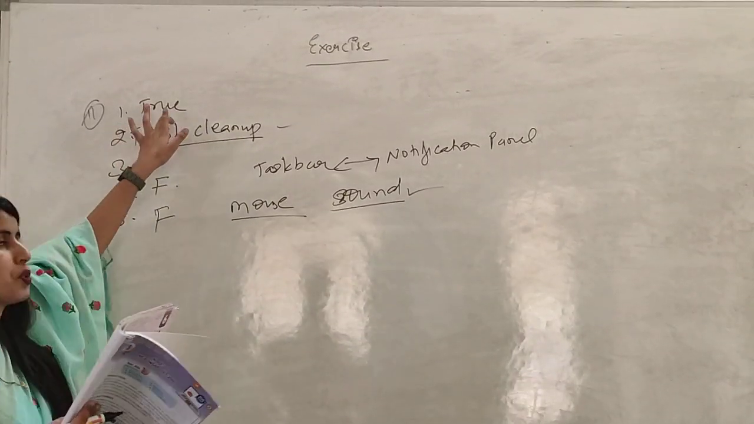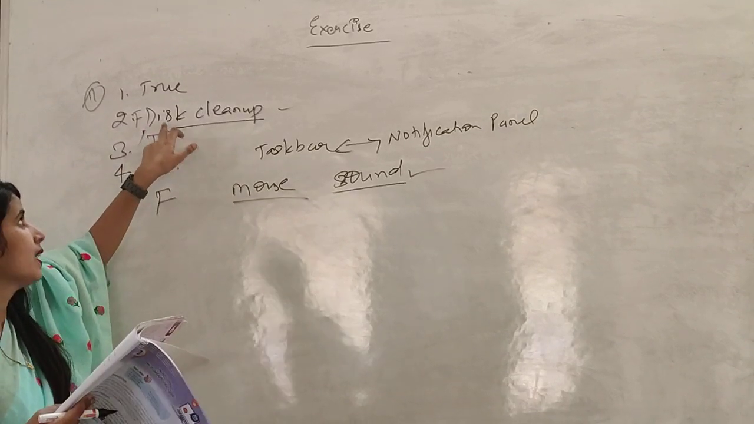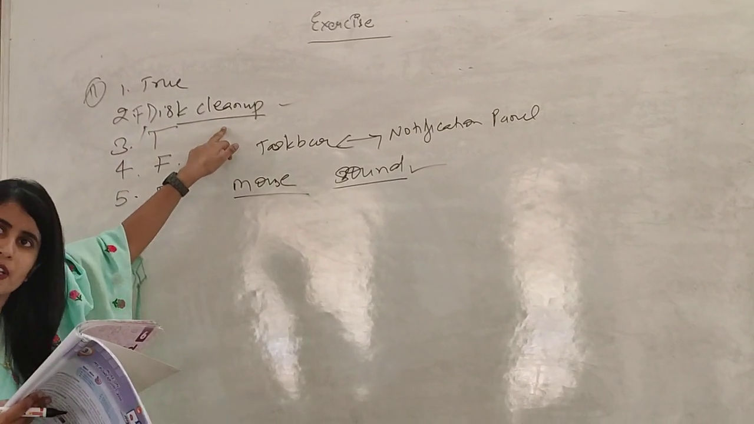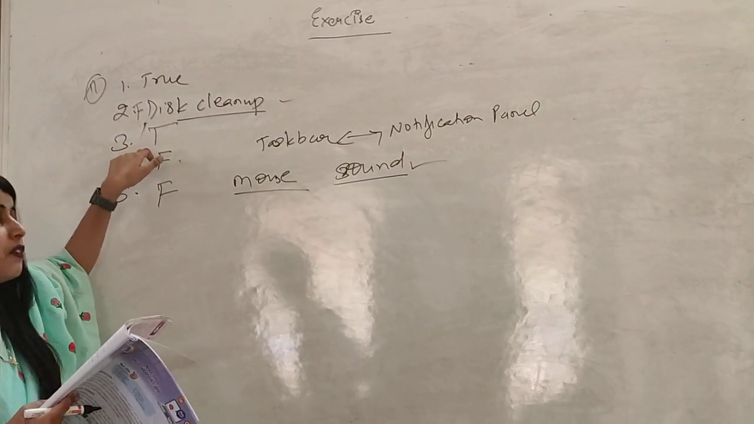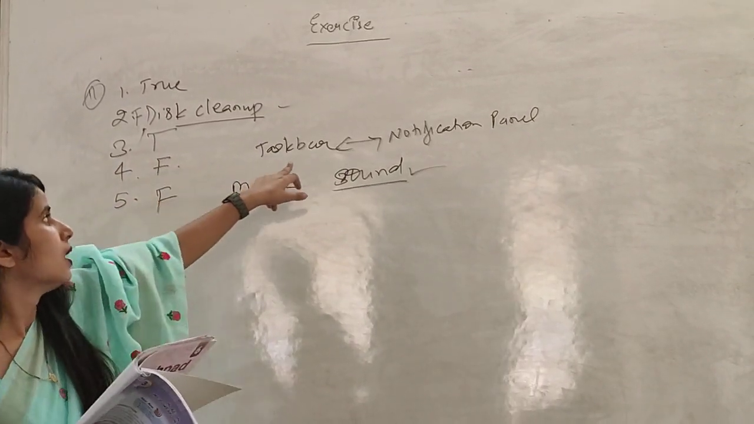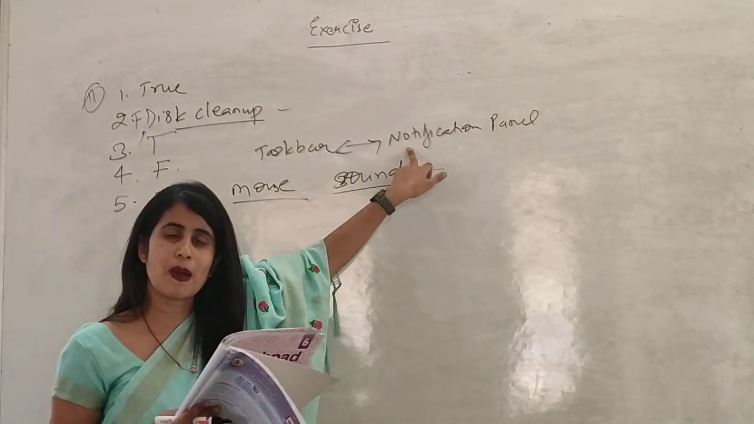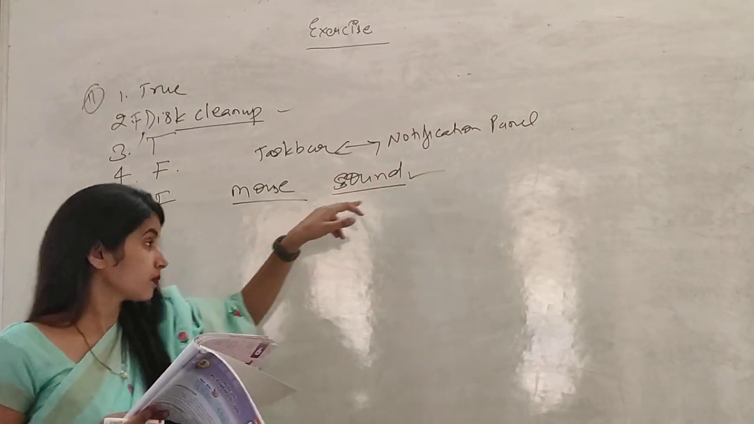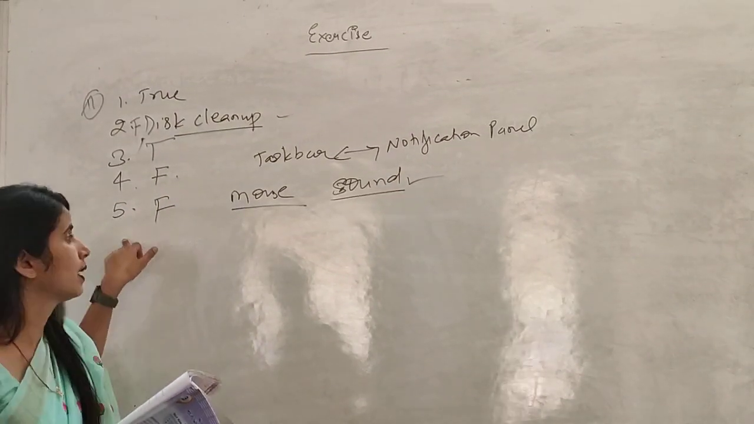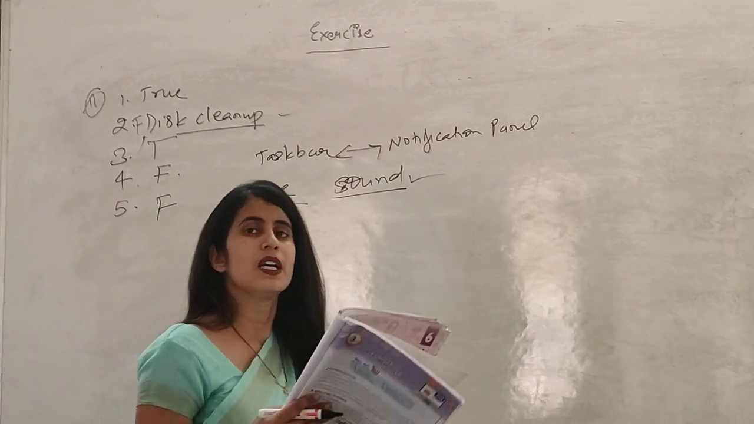In the first one it is true, in the second one it is false. You have to write disk cleanup in place of disk defragmenter. Third one is true, fourth one is false. How do you correct it? Change the places of taskbar and notification panel; interchange each other. The last one is also false, and you correct it by underlining or cutting mouse and writing sound here.